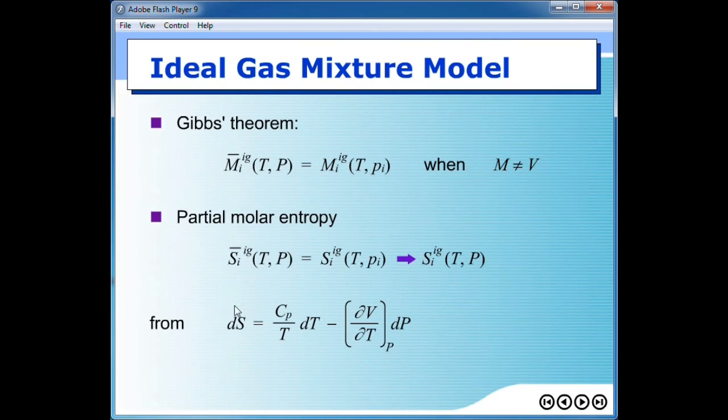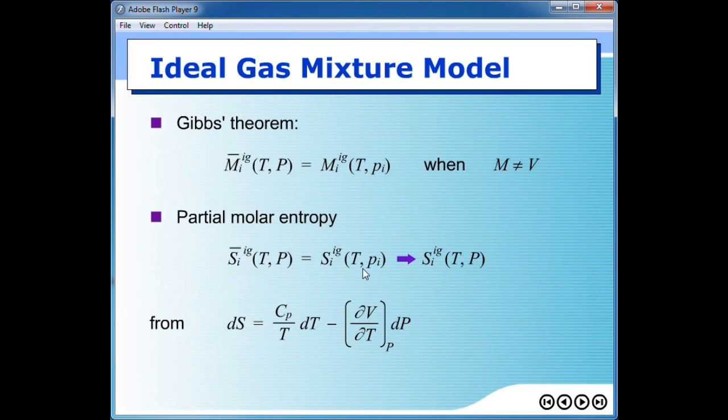Again, this is a simple equation used to calculate delta S for the change of temperature and pressure of a pure species. Now, we are going to apply this to find this term, which will later be used for the partial molar entropy of the mixture. So let's get back to this equation.